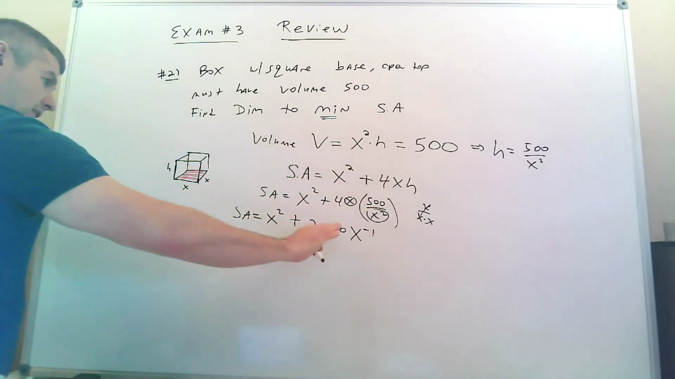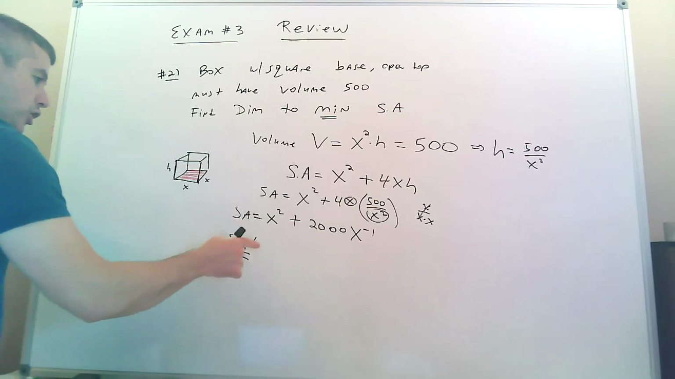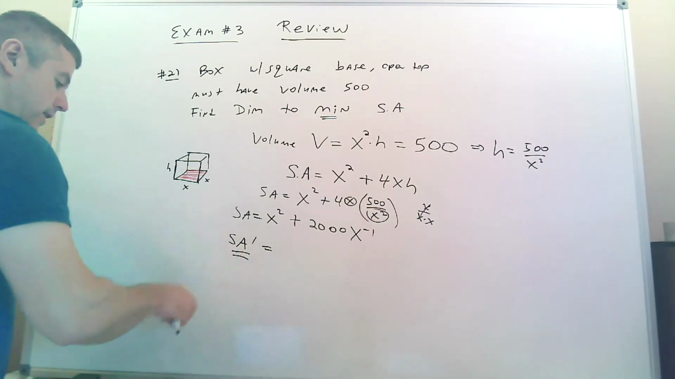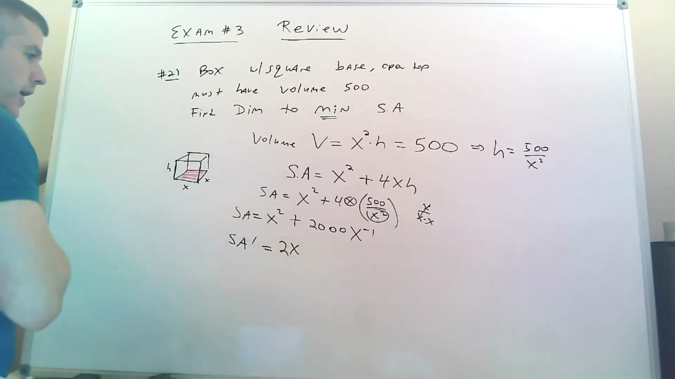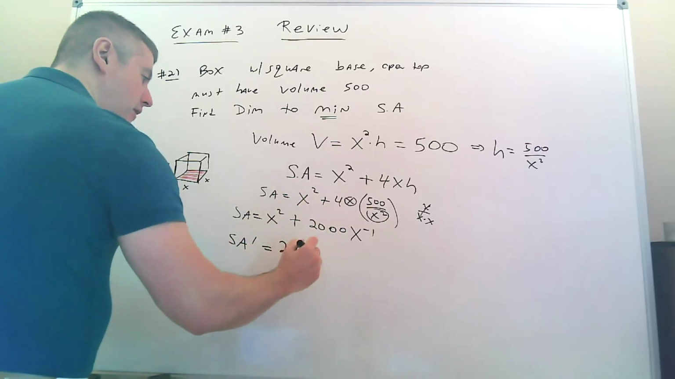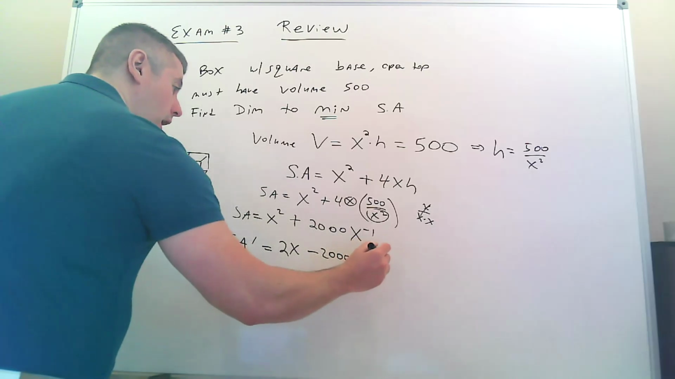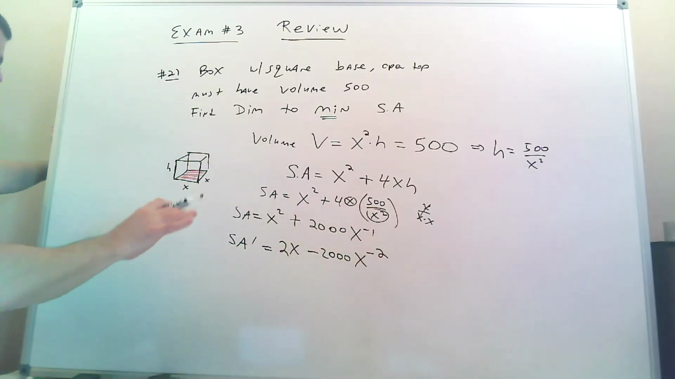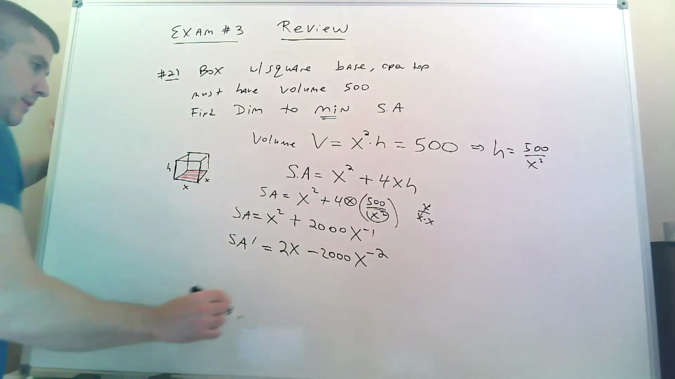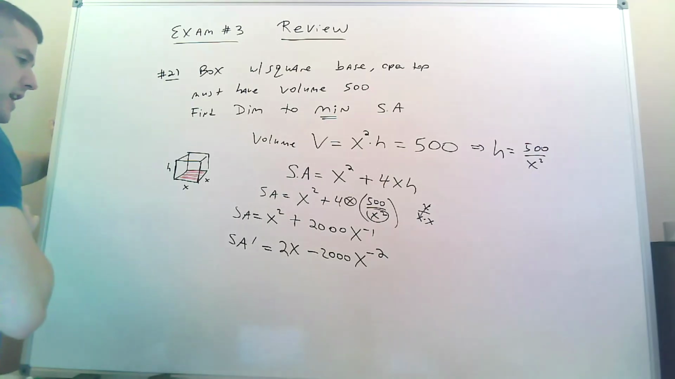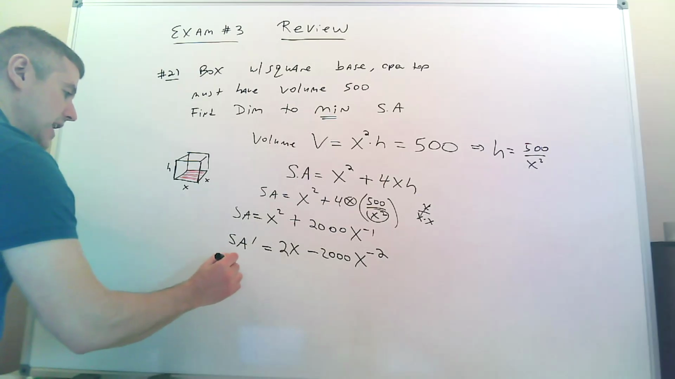I replaced h, I simplified it, and now I'm going to do SA prime, the derivative. It's important. Make sure that you write the prime. All right, so that's going to be 2x, the derivative of x squared. Here you're going to put a minus in the front, so that's minus 2,000, right? Multiply by the power, subtract 1 from the power. That's the derivative. This is a separate step. A lot of you don't do this as a separate step, and then you start writing equals 0 from the beginning, which is ridiculous. Now, you take your derivative and you set it equal to 0.